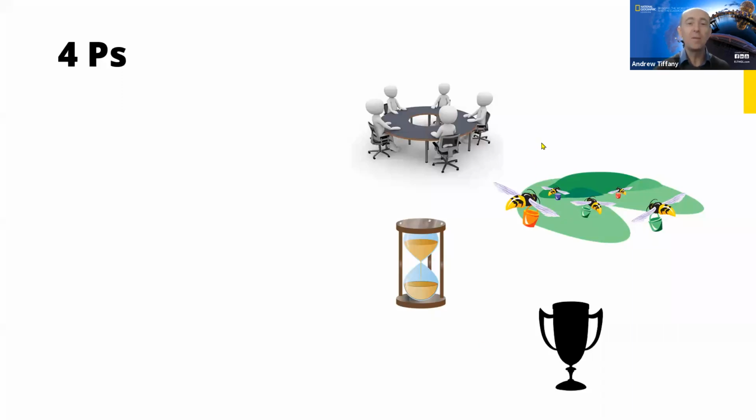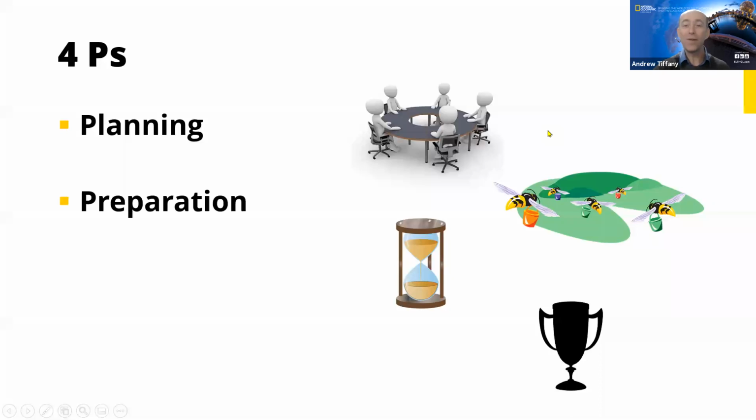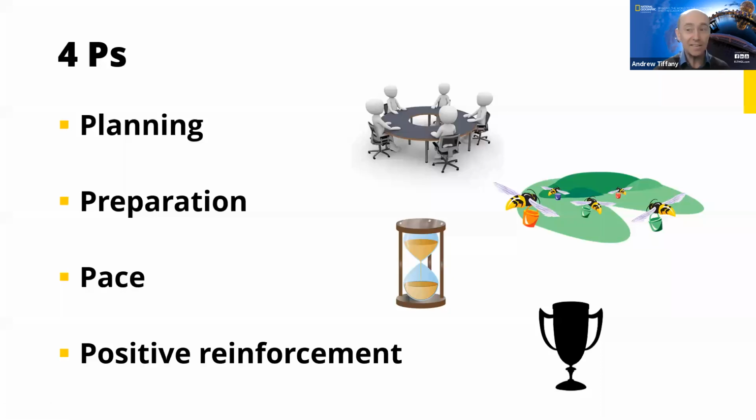Okay, so the first one is planning. Sorry, this is meant to be a group of people planning something together, right? It's hard to find pictures to match. Preparation, that's the B's, they're preparing, right? Pace, okay, and positive reinforcement, okay?